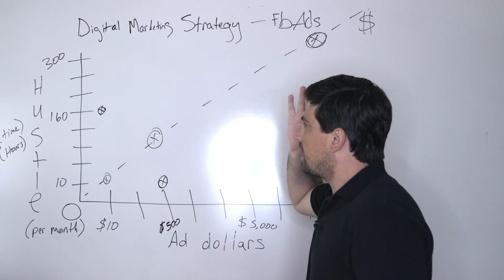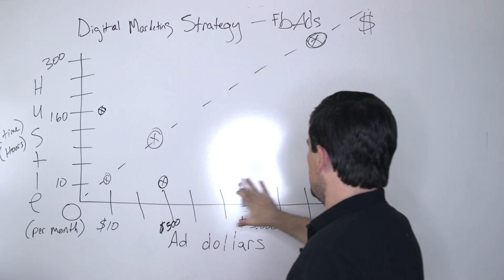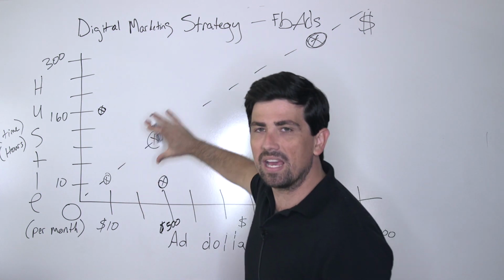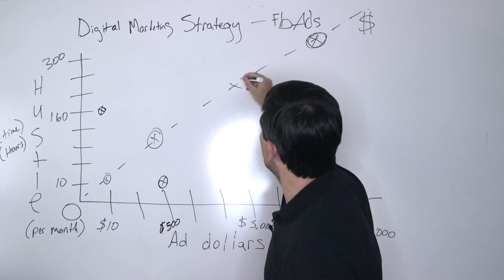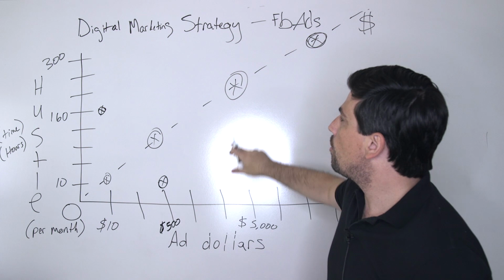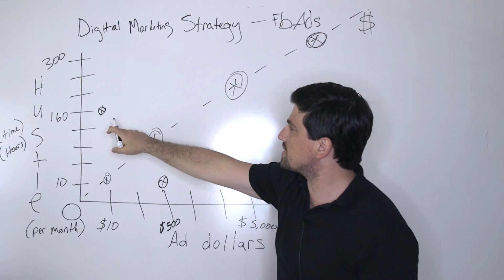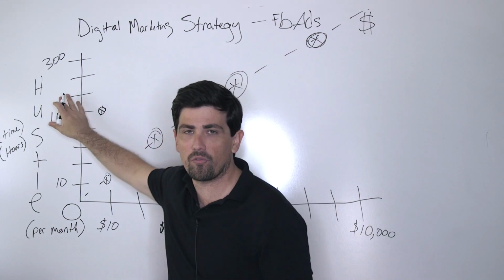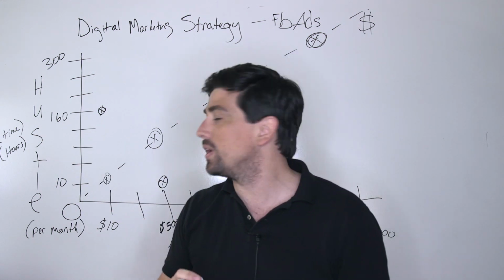You need to start scaling up, but you don't scale up the hustle or you don't scale up the ad dollars, you scale them up together. So you're gonna wanna move up to about there. Once you start moving up to here, that's 160 hours. So 160 hours is 40 hours a week. You're working 40 hours a week on your business.